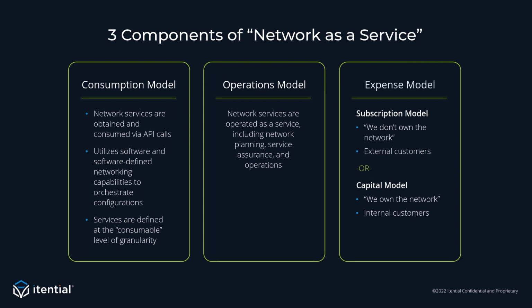So in our experience, what we're seeing is really network as a service is being comprised of three components. First being the consumption model, right? So we talked about API, and in this case, network services are going to be obtained and consumed and managed through API calls. In almost all cases, the network as a service system and orchestrator are utilizing software-defined networking capabilities to orchestrate the configurations that need to change as part of that.